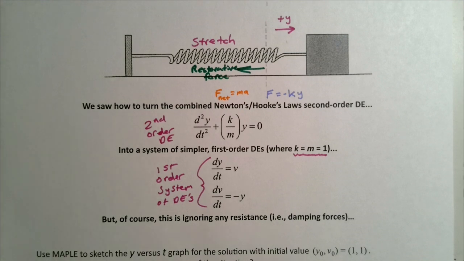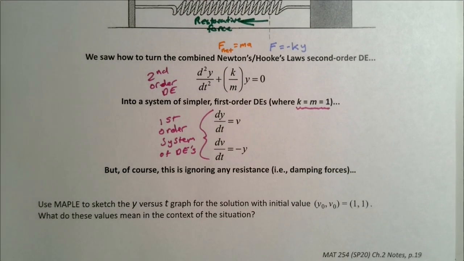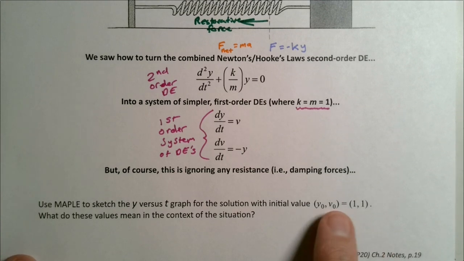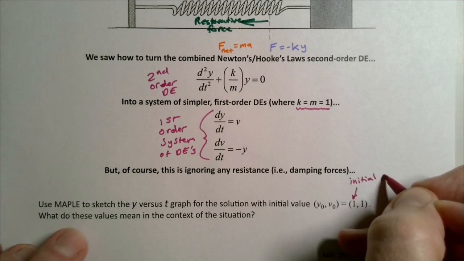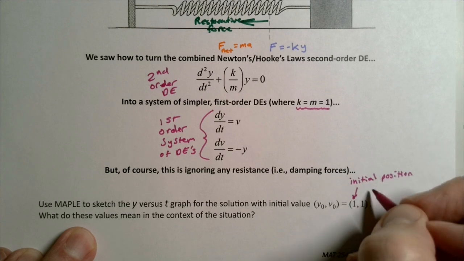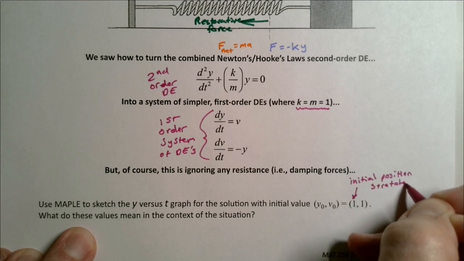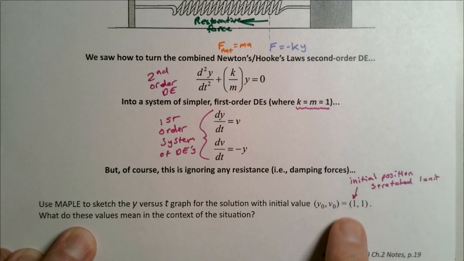Of course, we can use Maple to sketch the y versus t graph. We've seen that once before, so I'm not going to show it in this video. You can check that out at the 2.1 video, part 2, and see what it looks like to have an initial position on the phase plane of y0 of 1 and v0 of 1. That means the initial position is stretched 1 unit, whatever the unit happens to be for position. And it's positive, so that means we're stretching.